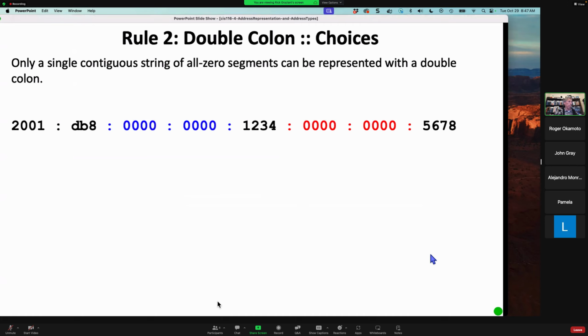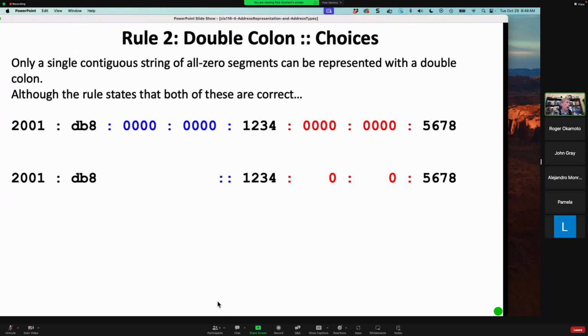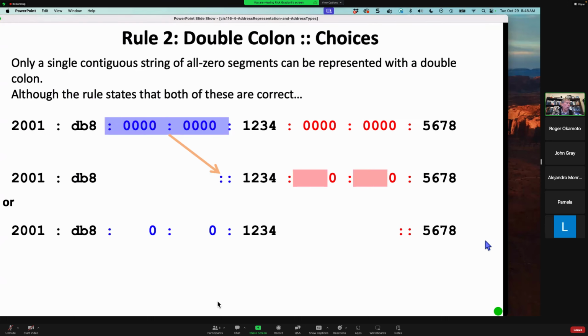Okay, the double colon. So what happens if you have something like this? You can only use it once. So what does that mean? Well, you have a couple of options here. You can use the double colon on the first group of all 0 hextets, and just omit leading zeros on the second group, the red group. Or you can omit the leading zeros on the first part and then use the double colon on the second part. Now, which one should you use? It doesn't matter. Does not matter.